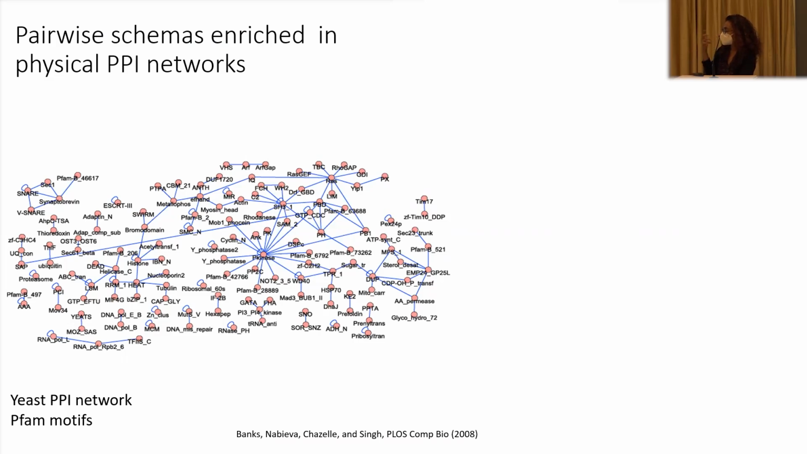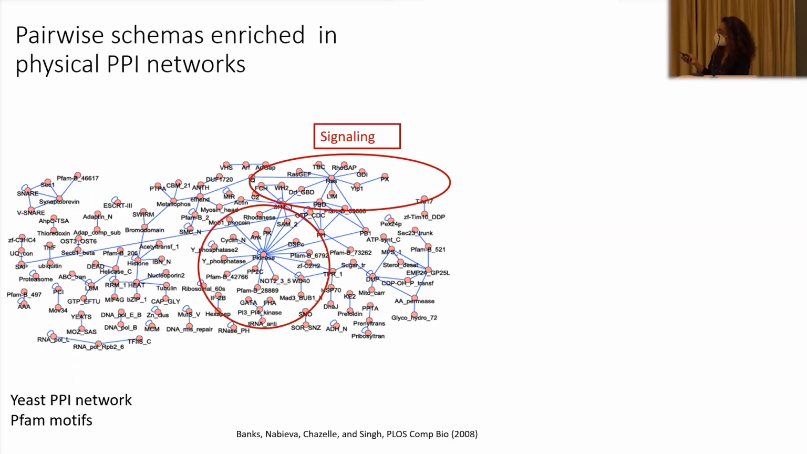And of course, many people have looked at domain-domain interactions in the past. And so this is another type of network. This is the network of annotations that tend to recur more often than you expect in the protein-protein interaction network. And if you look at them, these things make sense. So here are some pairwise schemas that are involved in signaling. And here's a sub-part of this network that's involved in transport.